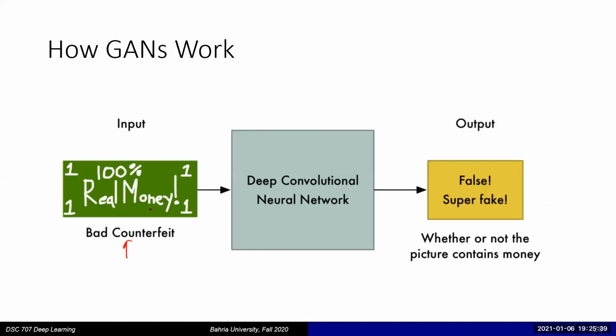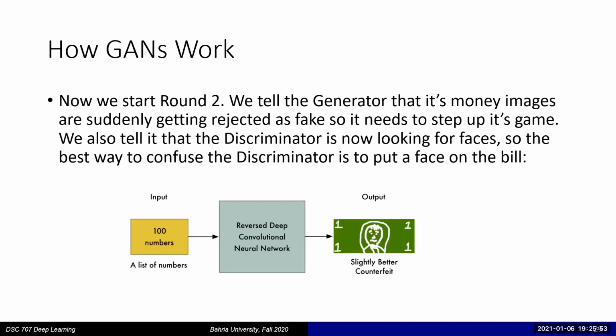These are, you can say, the bills which were being produced by the generator, but now your discriminator is smart. It will say, okay, there is no person here, so it will reject it. It will say it is fake, I'm not accepting it, right? Now we start round two.